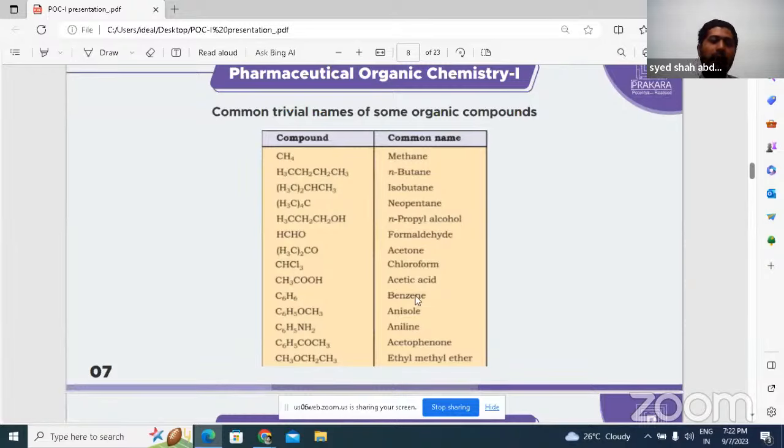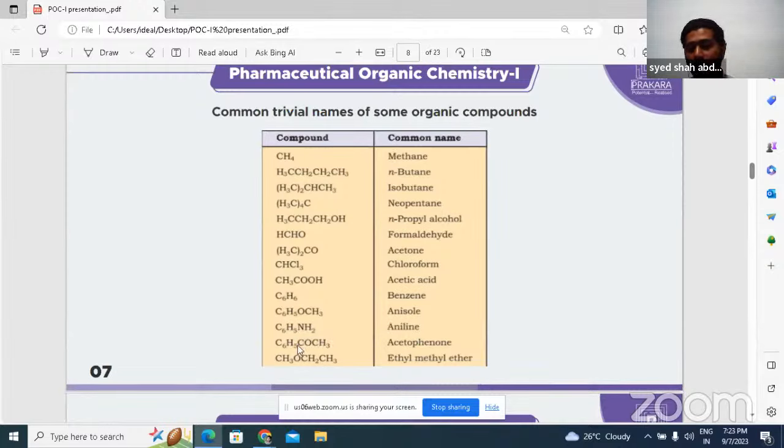Then benzene, it is actually 1,3,5-cyclohexatriene, in which cyclohexane has 3 double bonds. So that is the IUPAC name for benzene, but we'll call it simply benzene. Anisole is methoxybenzene, we call it anisole. Aminobenzene, we call it aniline.